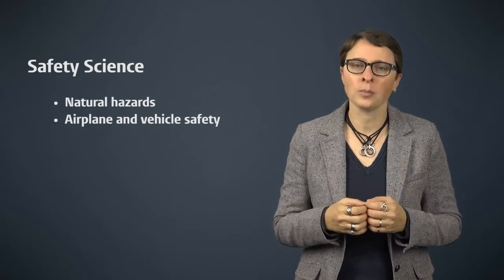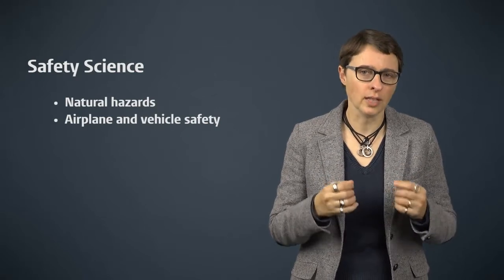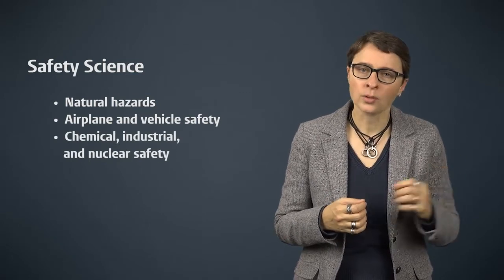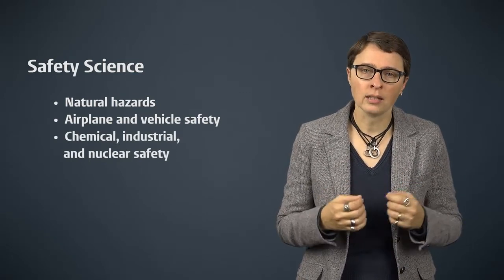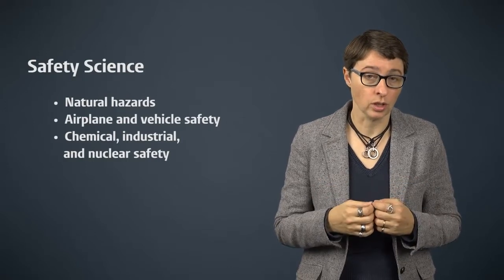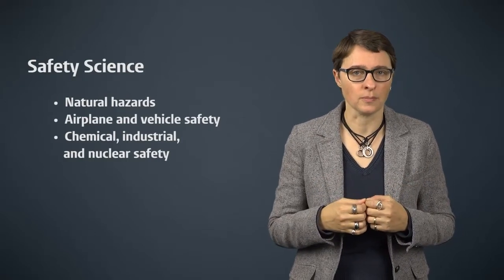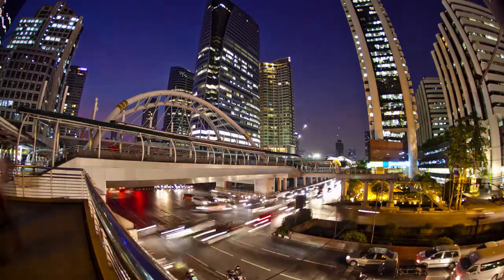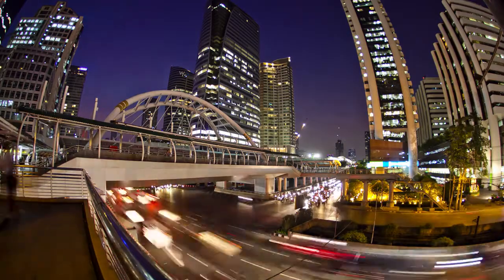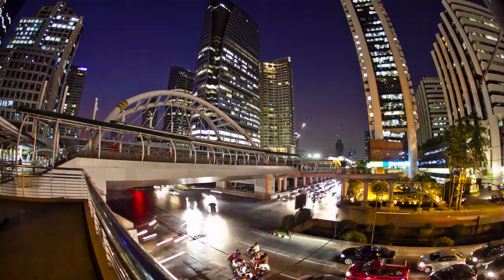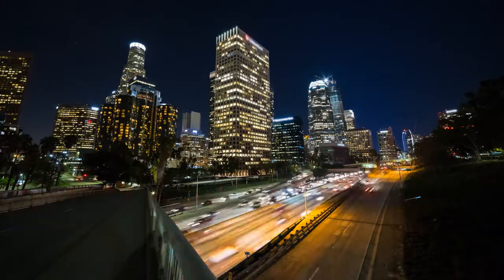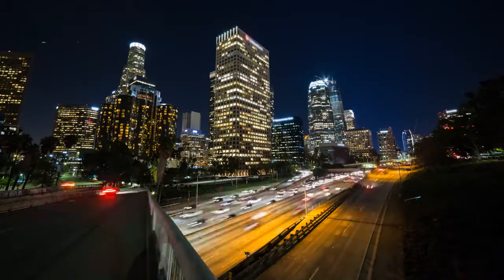A third subdomain of safety science is the field of chemical, industrial and nuclear safety. Over the past centuries, we've created an increasing number of very complex technological systems, for instance for energy provision. These systems have made our lives easier, and they also play a central role in facilitating economic activity in our societies. They've become elements of the so-called critical infrastructure for our way of life.